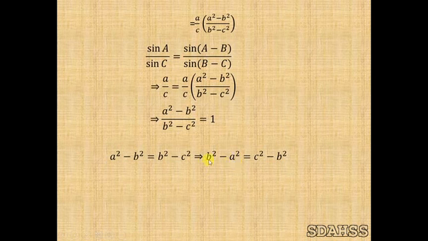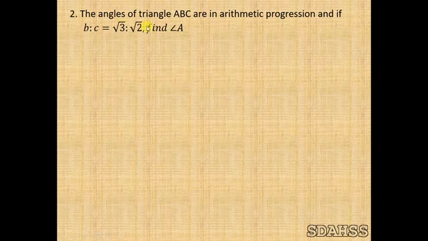Now this is of the form second term minus first term, third term minus second term. So we can write a square, b square, c square are in AP. Hence we proved.